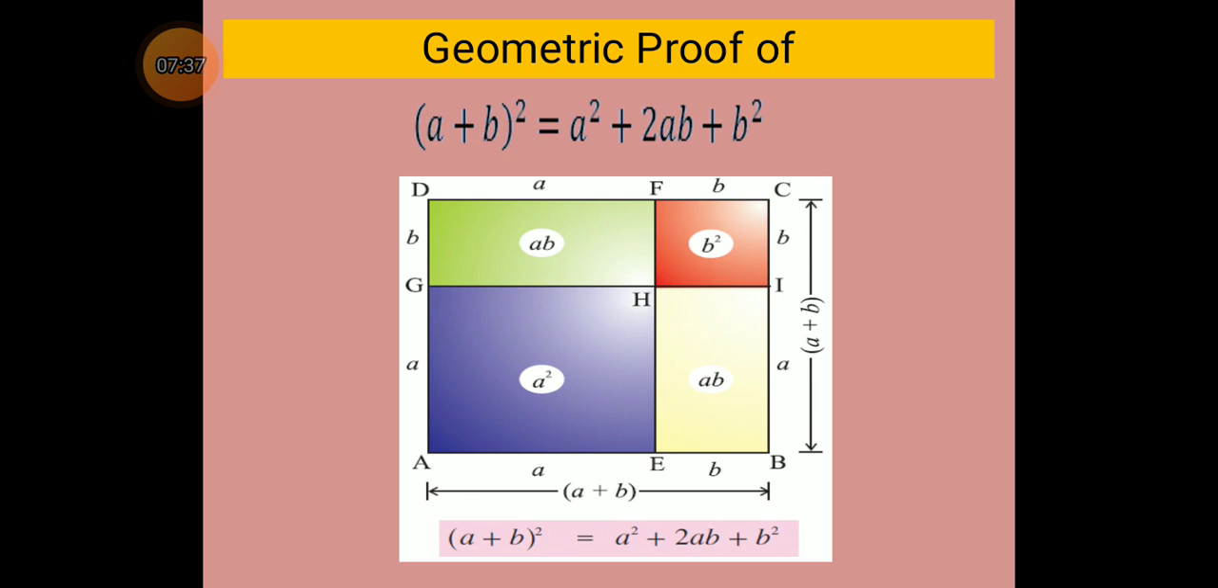Thus, we have seen that instead of multiplying (a plus b) into (a plus b) to get a square plus 2ab plus b square, geometrically also we have shown that (a plus b) whole square is equal to a square plus 2ab plus b square. This is known as the geometric proof. This proof is relating algebra with geometry.